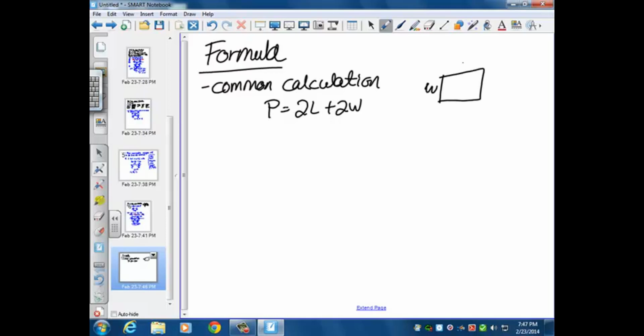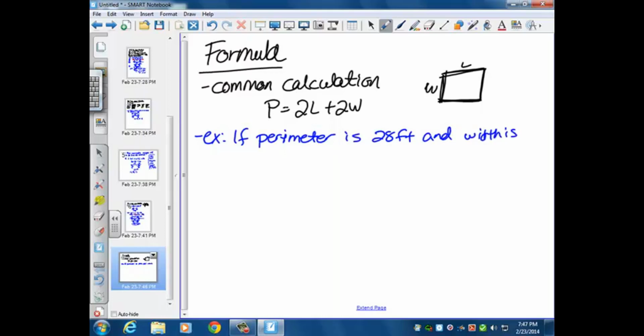Say this is my width, my length. Okay, so adding up around a rectangle. So let's say I'm given perimeter. If perimeter is 28 feet and the width is 9 feet, find the length.